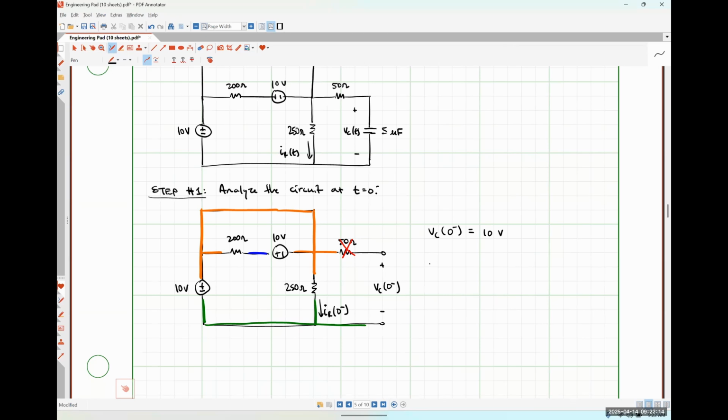So IR at 0 minus is just going to be 10 volts over 250 ohms. Comes out to be 40 milliamps from Ohm's law.